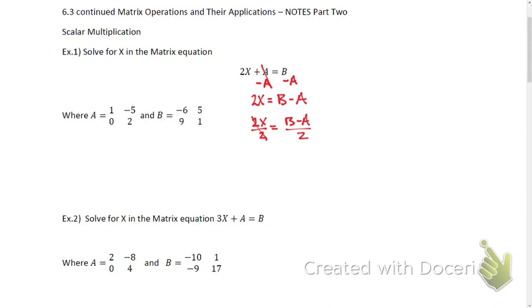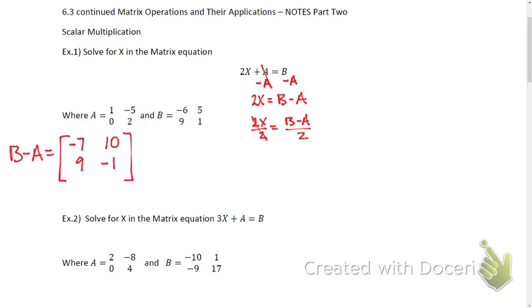But b and a have matrices, so we need to take it a step further and find b minus a and then half all those numbers. So when we do b minus a, go slow and subtract each corresponding element. So we're going to go negative 6 minus 1, 5 minus negative 5, 9 minus 0, and 1 minus 2.